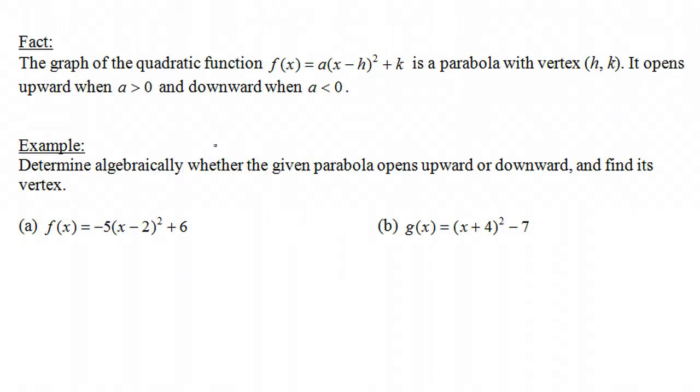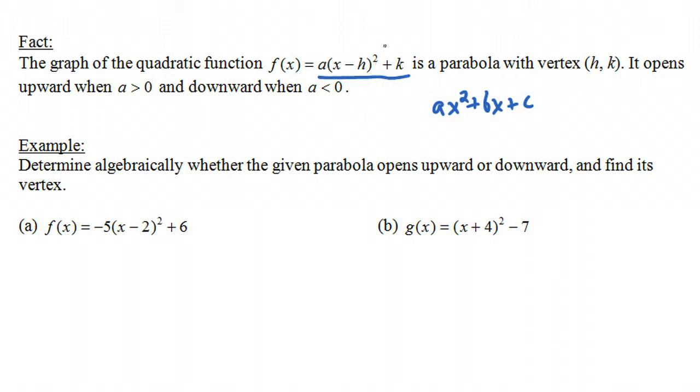As a fact, the graph of the quadratic function f of x equals a times x minus h squared plus k is a parabola with vertex h comma k. It opens upward when a is greater than 0, when a is positive, and it opens downward when a is less than 0, or when a is negative. Now notice this is not written in the form ax squared plus bx plus c, but it can be written in that form. So that's why we know the graph is a parabola.